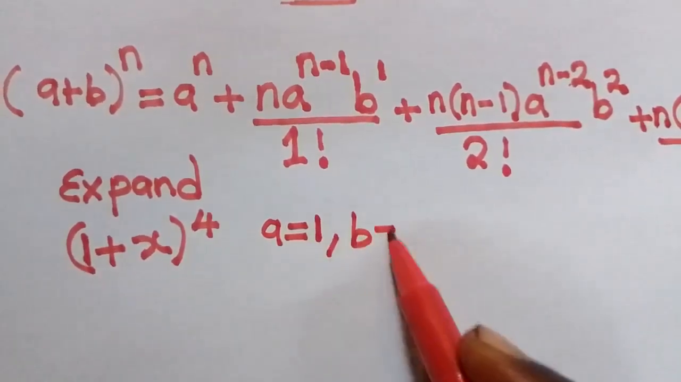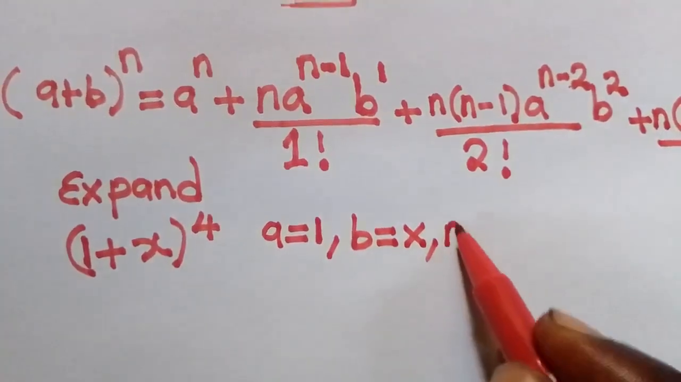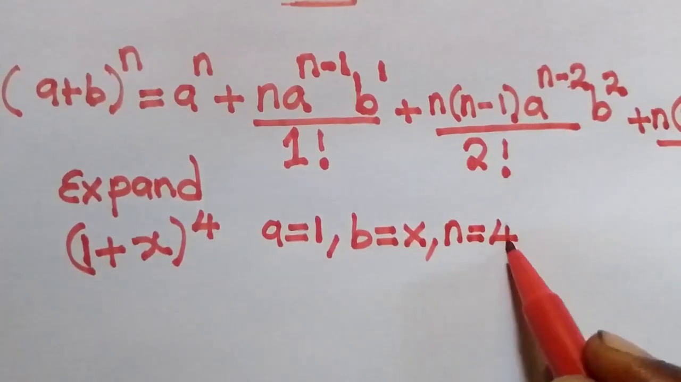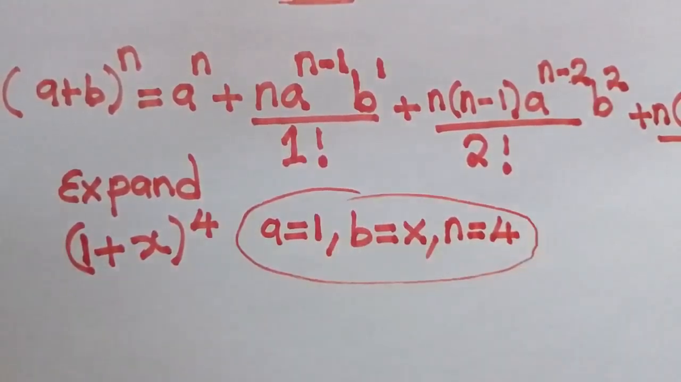What is your b? Your b is x. What is your n? N is the power. What's the power? The power is 4. So this is the data which you are given here.